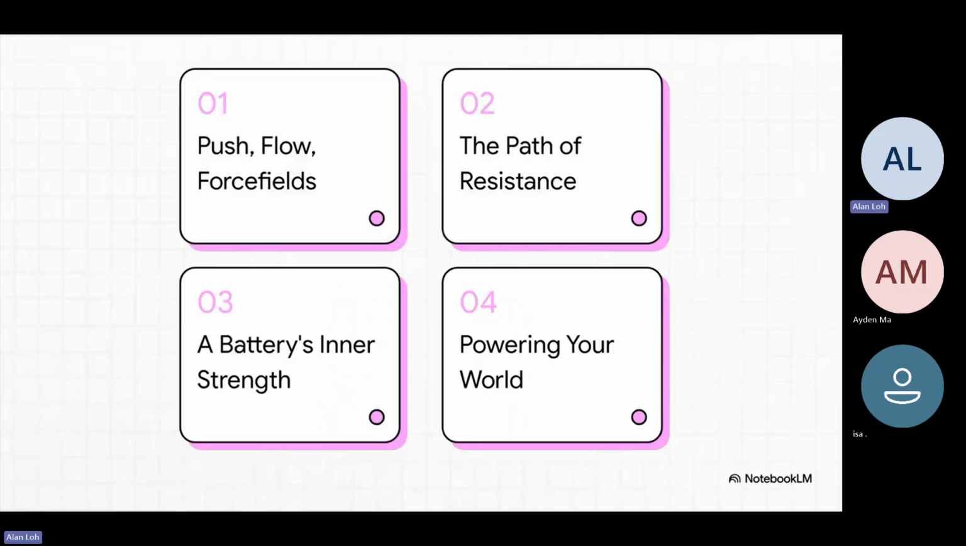Okay, so here's our game plan. We've got it broken down into 4 key parts. First, we'll get into the nitty-gritty of what actually makes electricity move. Then, we'll look at what tries to slow it down, because it's not always a smooth ride. After that, we're going to crack open a battery and find out where its power really comes from. And finally, we'll tie it all together to see how this affects the power grid and, well, your own home.